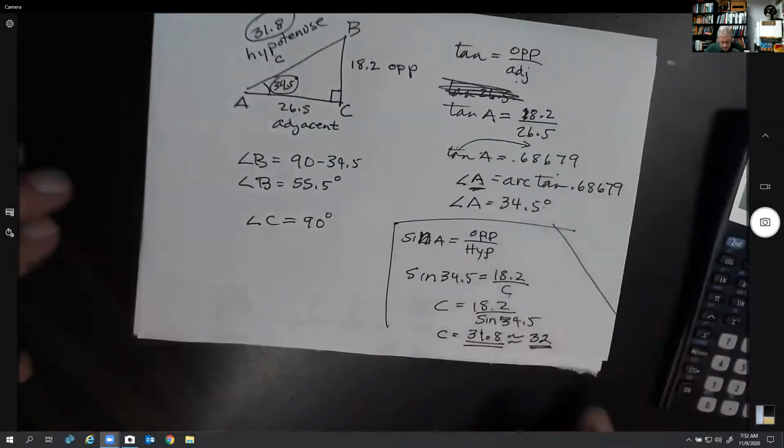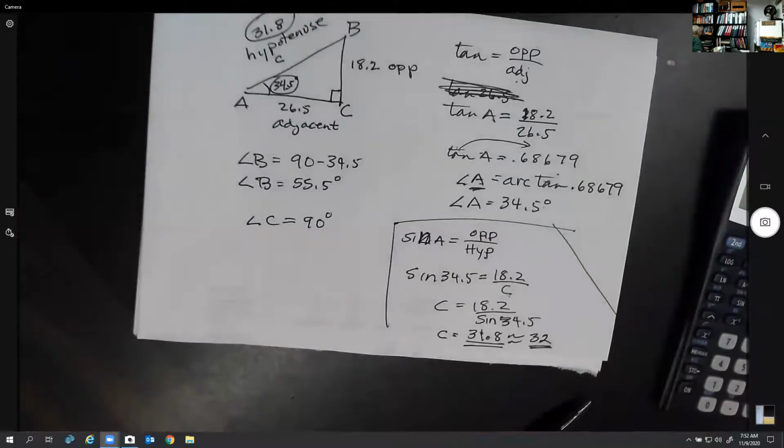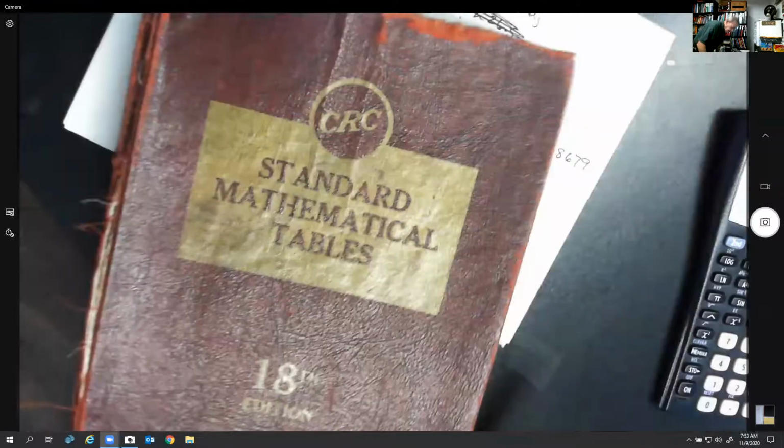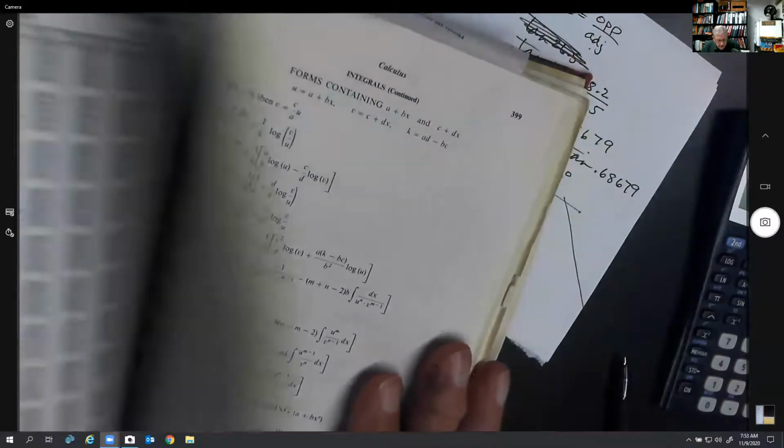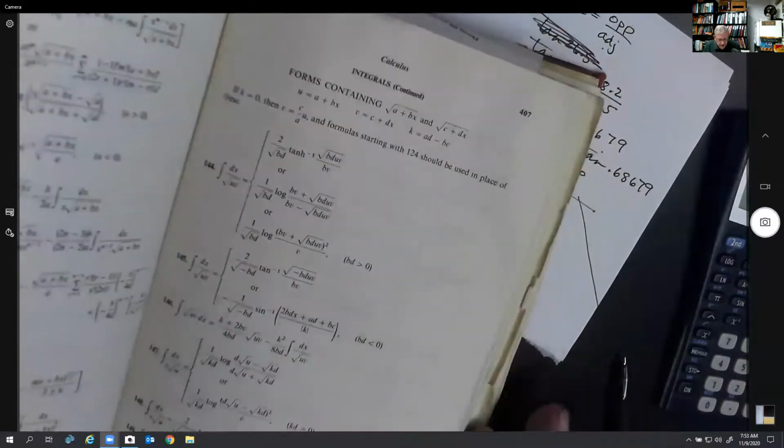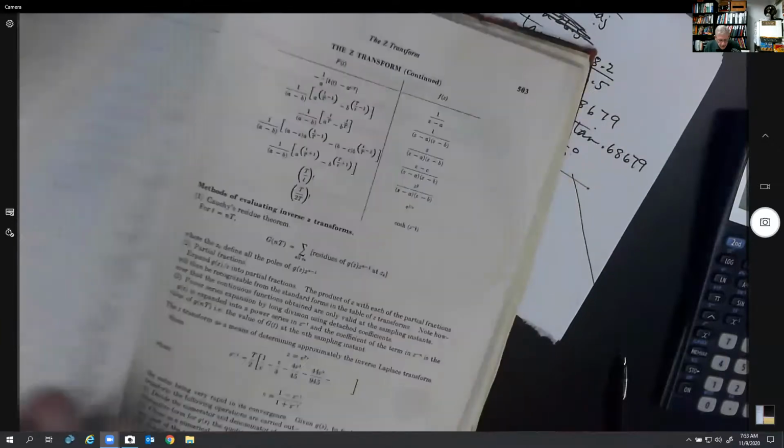Back in the old days, we used to have tables. I was looking for my book here, but I don't see it offhand. Yeah, here it is. We used to use math tables all the time. This book is Standard Math Tables, 18th edition. I don't think they've changed a whole lot. But you can see logarithms, trig tables in here, calculus, integrals. You can see this book has been well used.